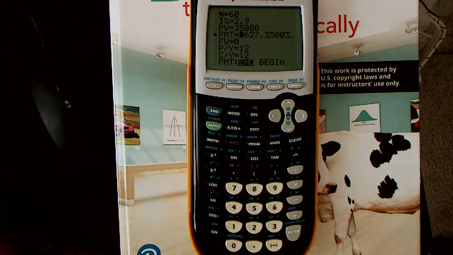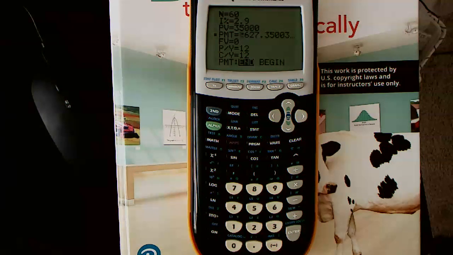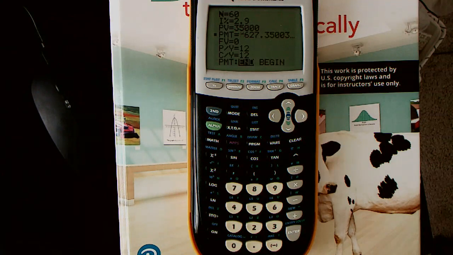It is $627.35. You might wonder on the calculator how come the monthly payment is negative? It's negative because that's the money going out of your pocket. All right, so we can just fix some numbers on this menu to find the payment of the second option.